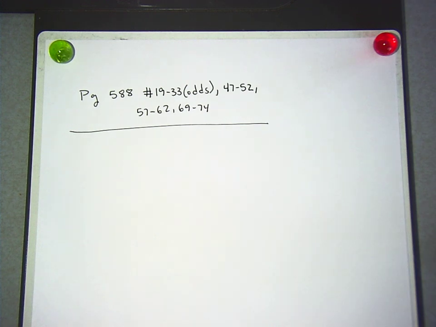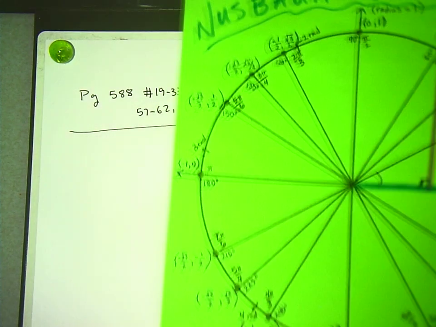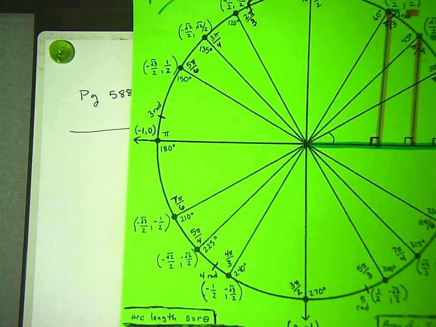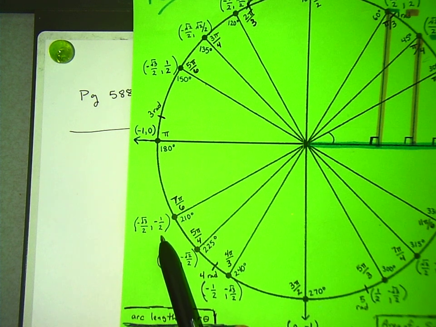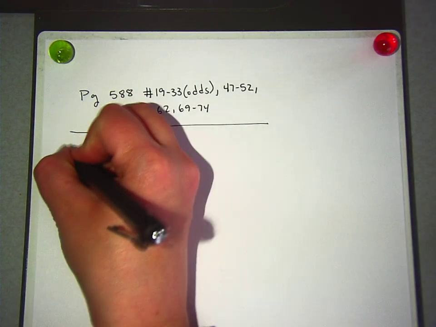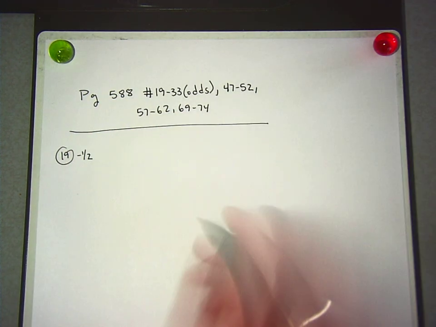19, the sine of 7 pi over 6. Everybody have your unit circle out. Look at your unit circle. We're looking for the sine of 7 pi over 6. 210 is the degree. What's the sine? Is the sine the y? Negative 1/2 is the answer for 19. There is no math you have to do. You just write 19 is negative 1/2 and move on to 21.